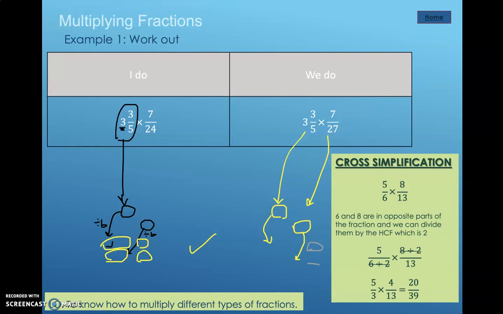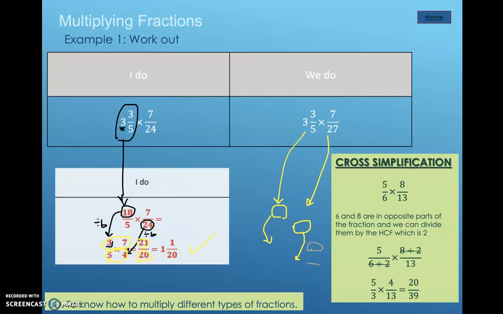So let's have a look at our first one. So can we copy the I do? So again, we turn our mixed numbers into improper fractions. So 3 whole ones is, the first cake has 5/5, then the second cake has 10/5, and the third cake has 15/5. So then we add the 3/5 as well, so we get 18/5.